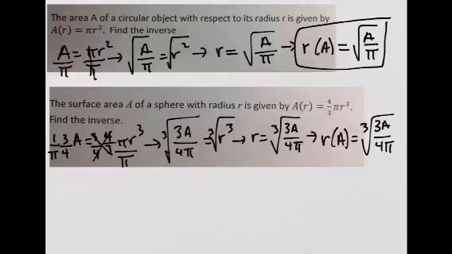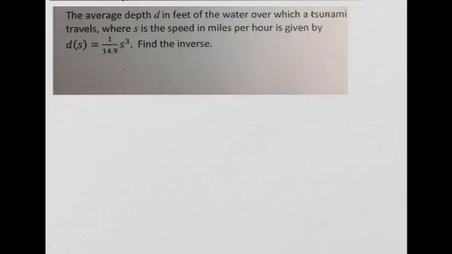So we're writing the radius of the sphere in terms of its surface area. So if you know the surface area of the sphere, you can calculate the radius with this function, with the inverse function. Okay, for this third one, we're looking for the inverse of this function right here.